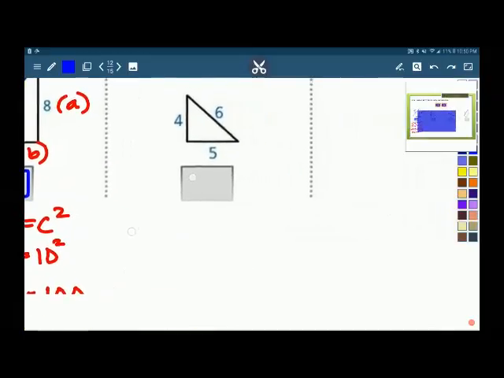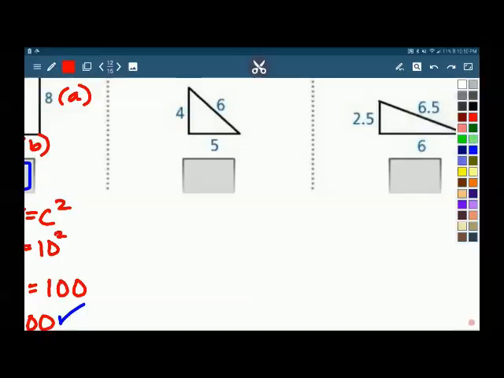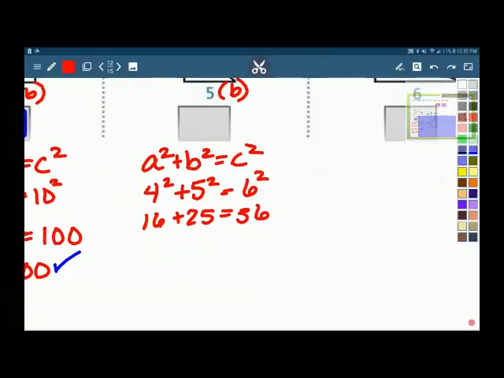Now let's try it again on the next couple triangles and see if those are also right by using the Pythagorean theorem. So again, longest side should always be C, so the 6 is going to be C. We'll call 4 A, we'll call 5 B. A squared plus B squared equals C squared. That's 4 squared plus 5 squared equals 6 squared. That's 16 plus 25. Does that equal 36? 6 squared, which is 36.